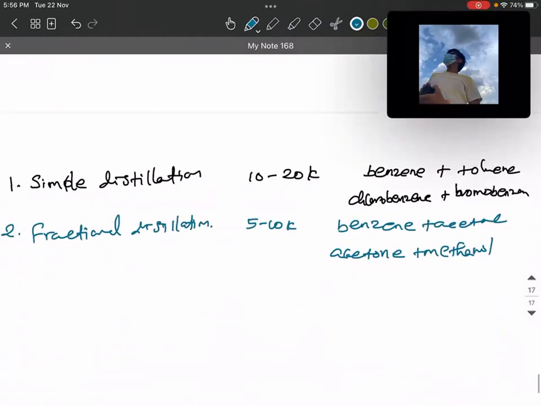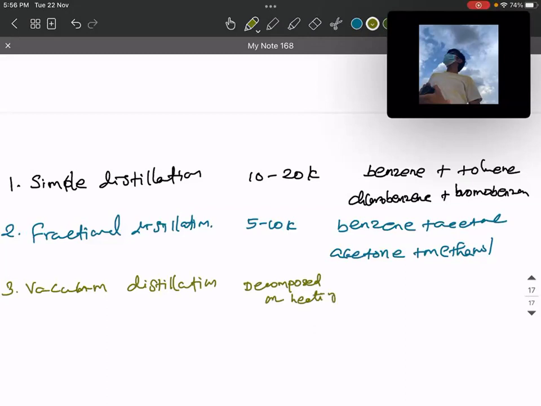So what are the materials we can take? The third one is vacuum distillation. Whatever decomposes before it reaches the boiling point, for example glycerol. Glycerol you can separate by this method.